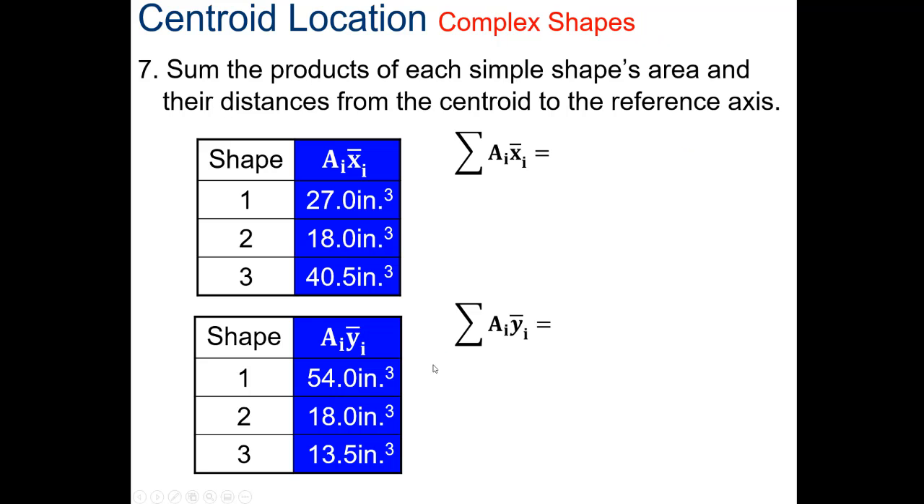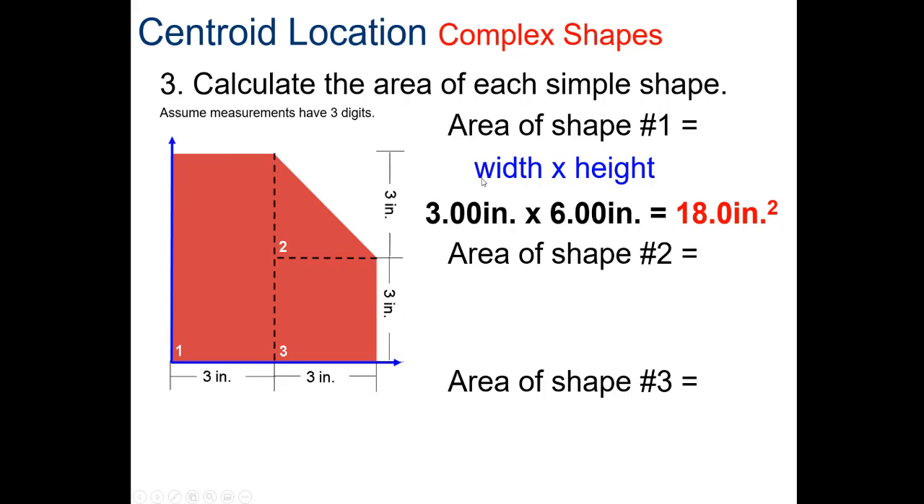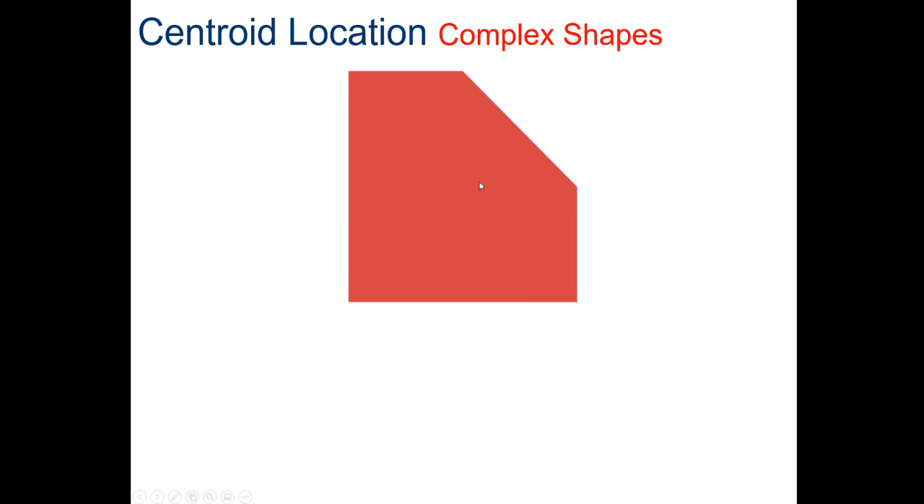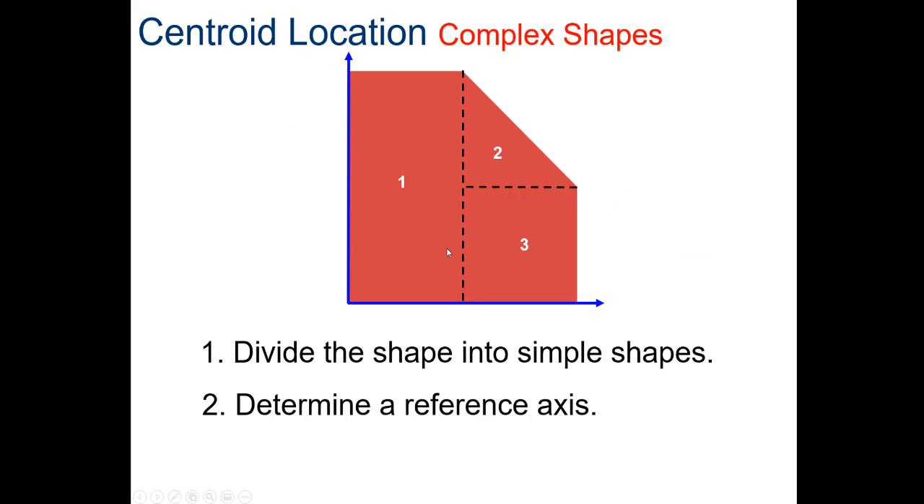Okay, so this is where it gets really not that complicated, right? So this is the numerator of this formula. Let's go back. This formula, sum of x's times a divided by the sum of a. Remember, sum is just adding.